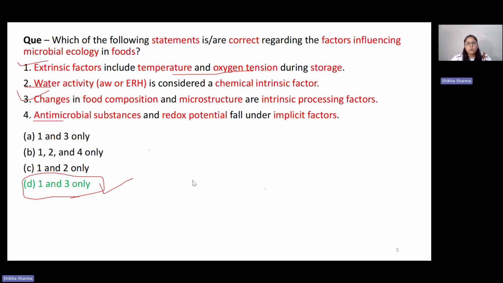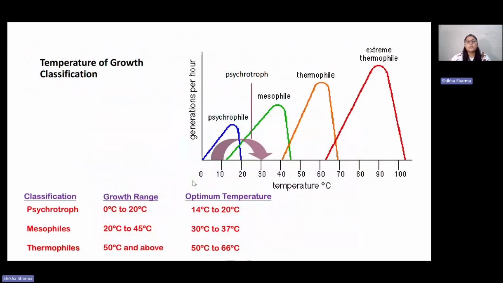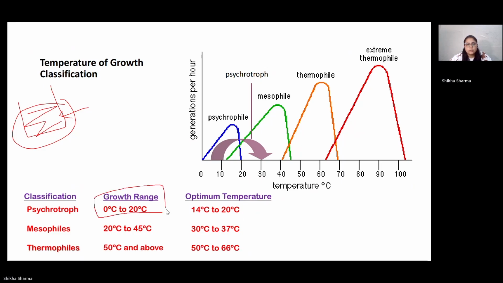Let's discuss all these intrinsic and extrinsic parameters in a bit more detail. First we are talking about temperature. Because in the food we have microorganisms, right? The temperature of this food will affect which type of microorganisms can grow inside this particular food. So if the temperature is around the optimal temperature, it can grow in the growth range. These are the classifications of the organisms.